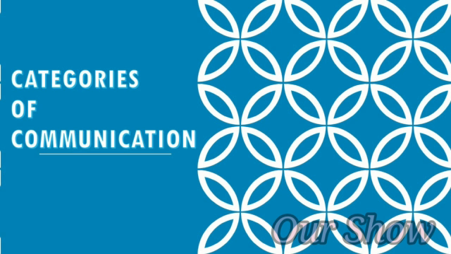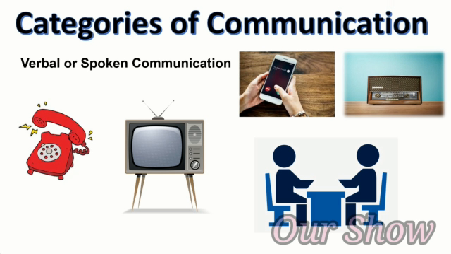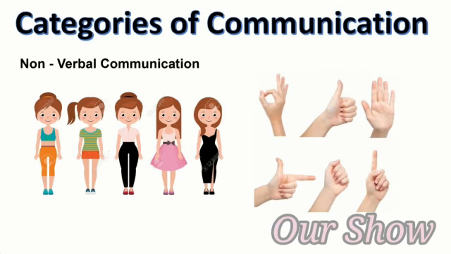Next, categories of communication. There are a wide range of ways in which we communicate, and more than one may be occurring at any given time. The different categories of communication include verbal or spoken communication, which includes face-to-face, telephone, radio or television, and other media. Non-verbal communication, covering body language, gestures, how we dress or act, where we stand, and even our scent.